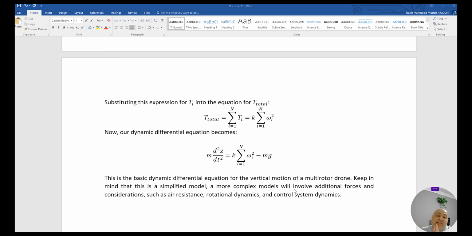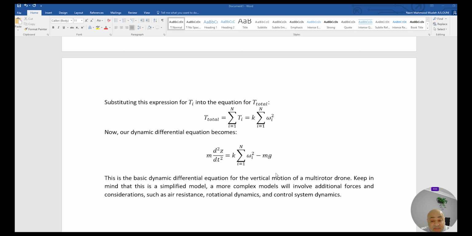Now, this is a simple derivation under the assumptions which we have made for the dynamical differential equation. And as you can see, now we have a second order differential equation.